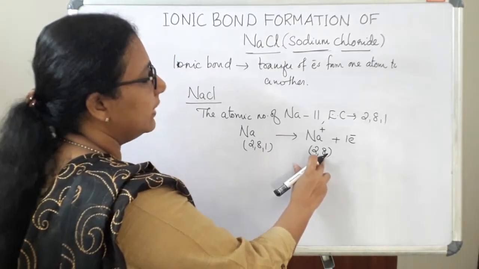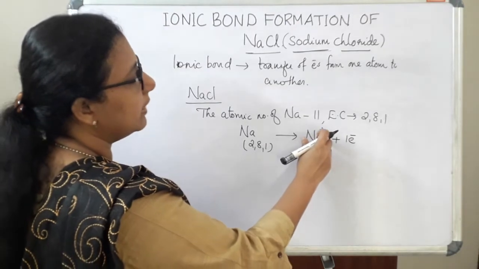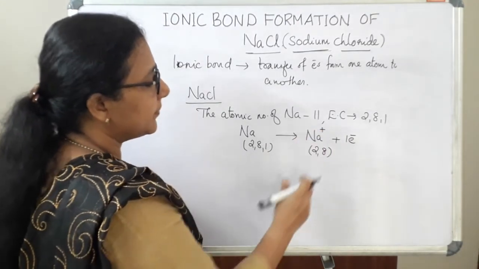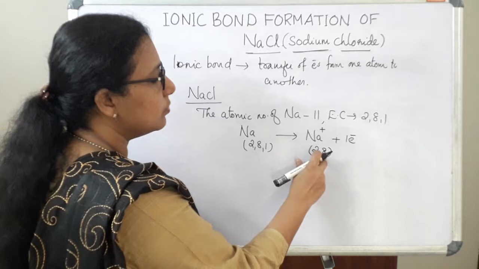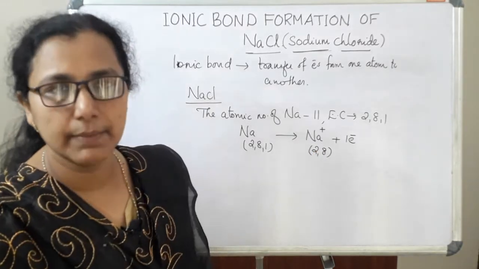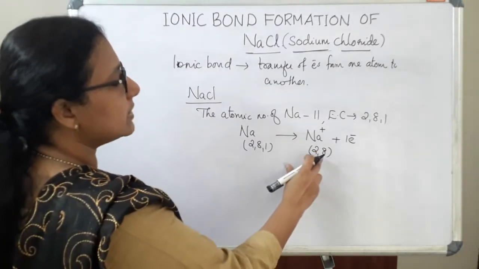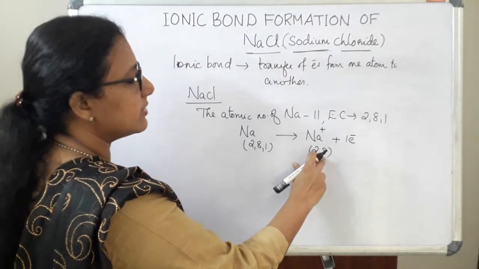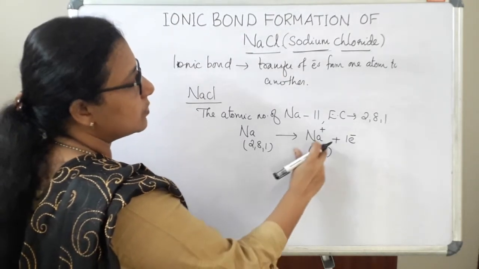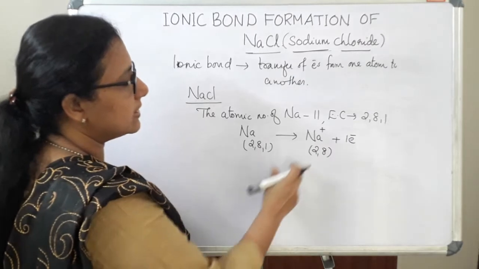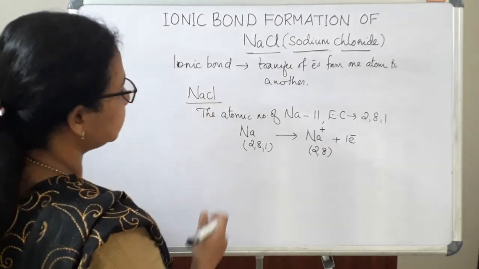Now this is the sodium ion, Na+. This sodium ion has the 2,8 configuration, which is a stable or octet configuration, that means 8 electrons in the outer shell. So sodium ion formation is the first step in this case.